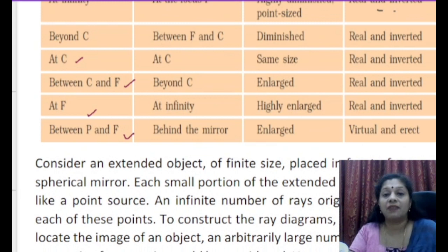Children, you have to be very thorough with this table. Only then will you be able to draw the ray diagrams properly. First, learn this by heart, or once you are drawing, you will also get more idea about it. But still, you should have an idea about how it goes.